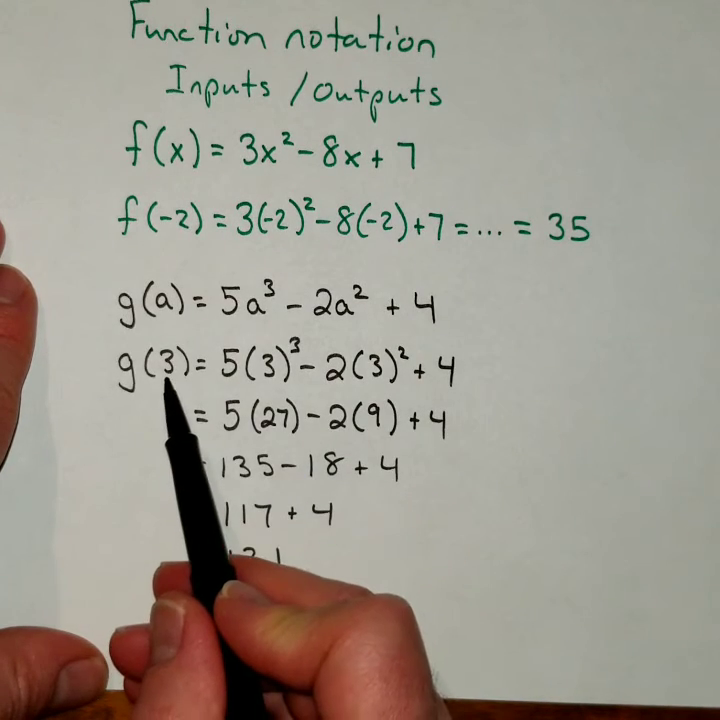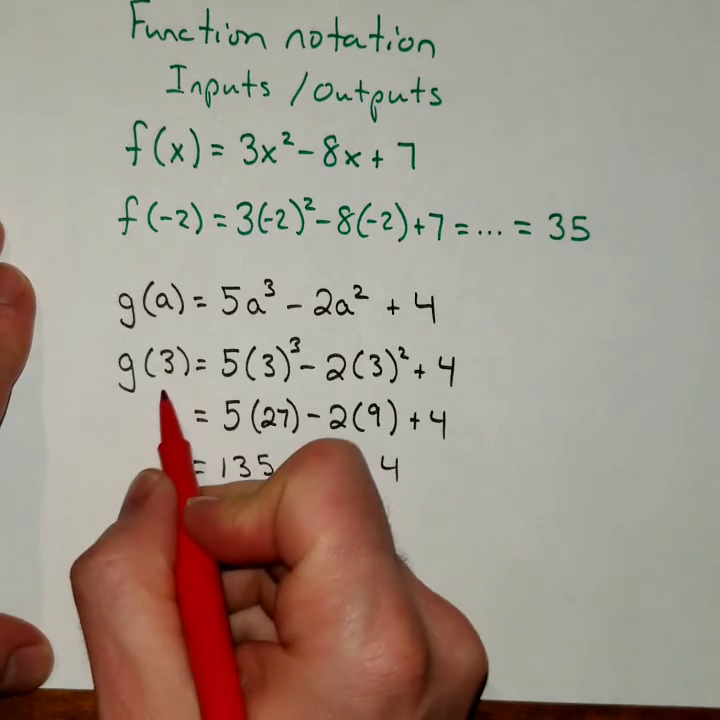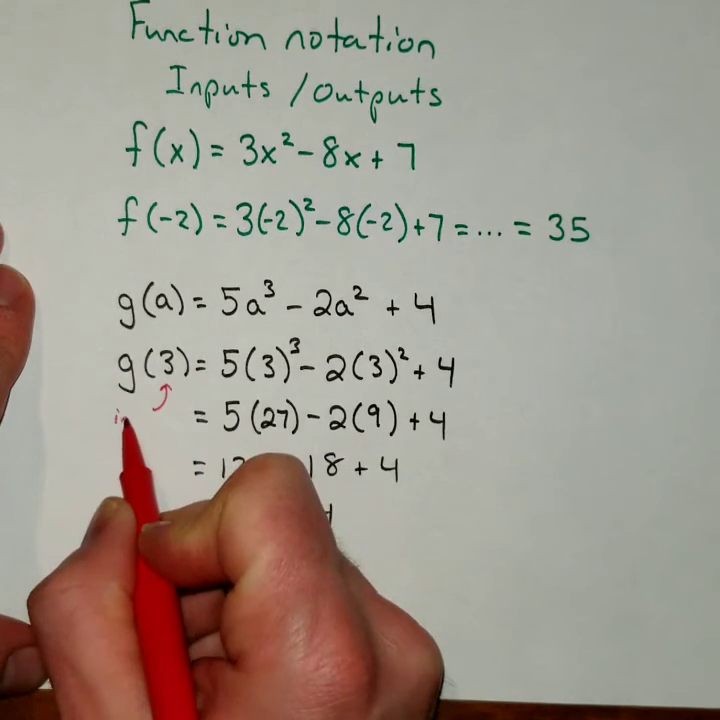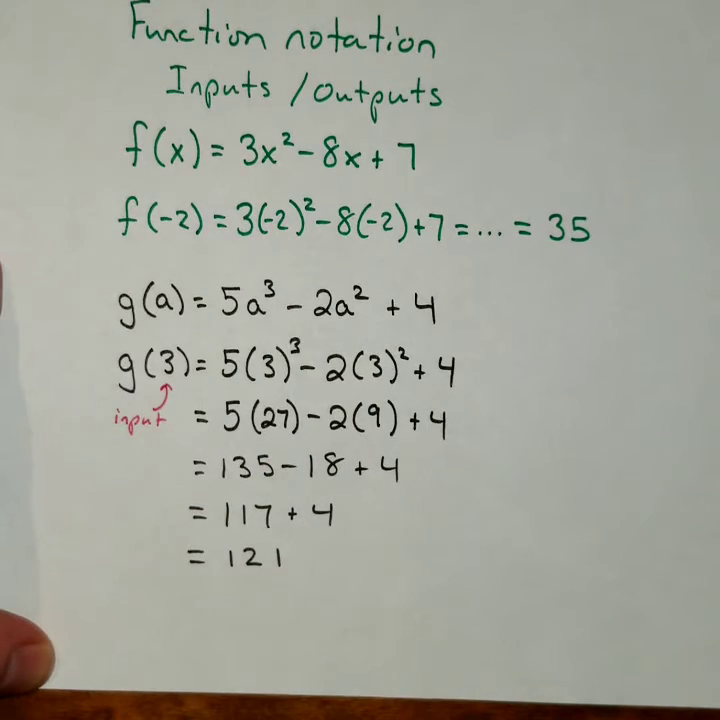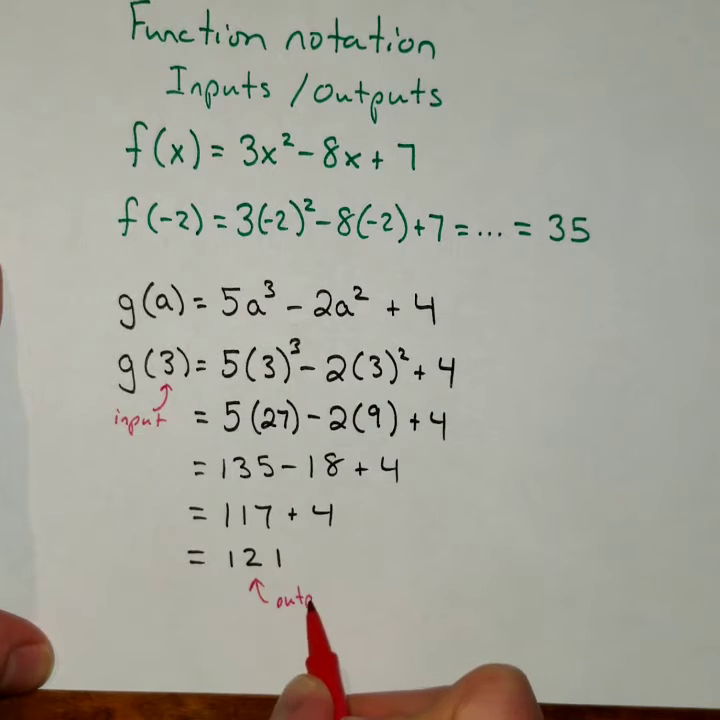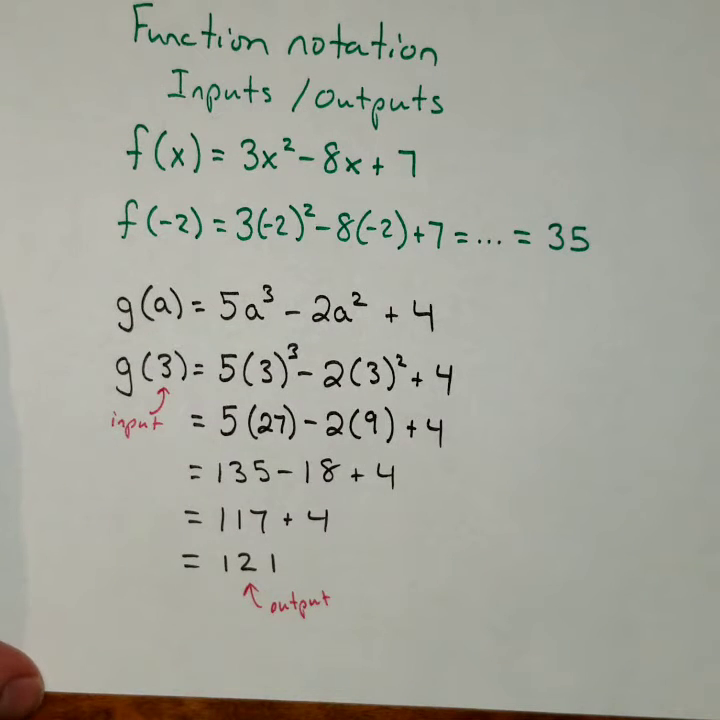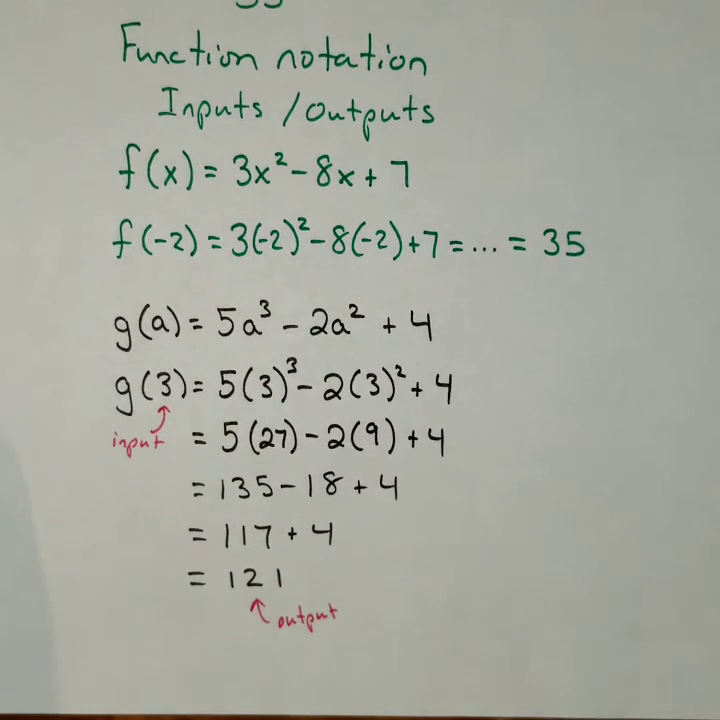The input again is the 3. Let me write that out. The input is the 3 because that's what's in the parentheses. The output is the 121. That's what's coming out of the parentheses. Okay, so you've got the input and the output ideas.